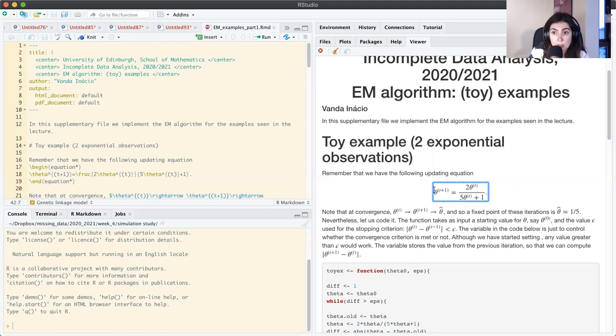This is because this is a very toy example, and I've made this point. We do not need to rederive the E and M steps. We have just this updating equation, but nevertheless, as practice, let us code it.